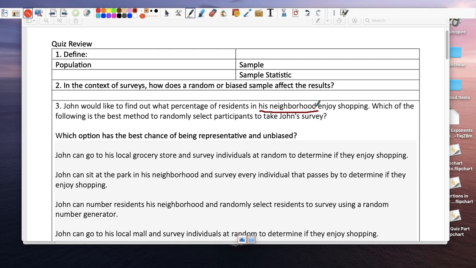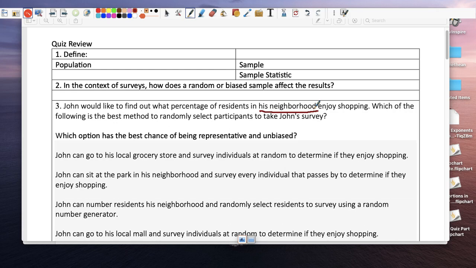John can sit at the park in his neighborhood and survey every individual that passes by to determine if they enjoy shopping. Again, people who are in the park live near the park, so we're ignoring people who are not around that neighborhood. And again, you're favoring a certain group. Okay.